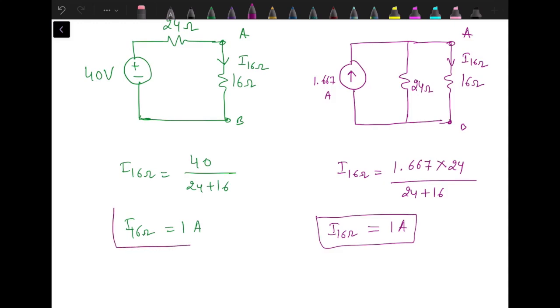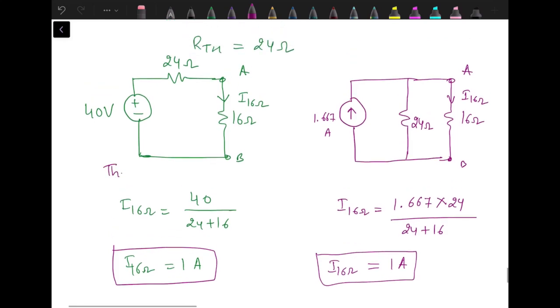So whether you are going with Thevenin's theorem or Norton's theorem, the answer remains the same. There is no change. So this one is Thevenin's equivalent, where we have replaced the complicated circuit by a single voltage source in series with a single resistance, and this one is Norton's equivalent, in which we have replaced the complicated circuit by a single current source in parallel with a single resistance.